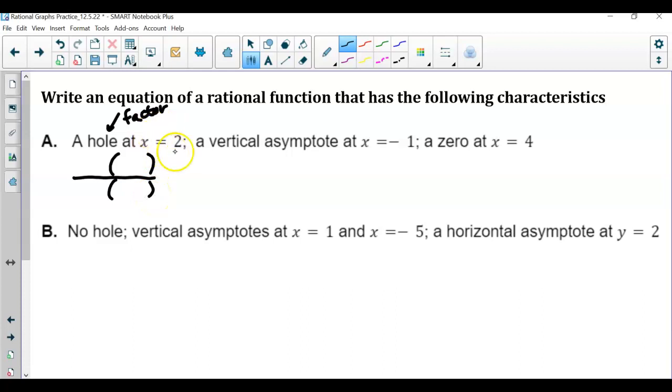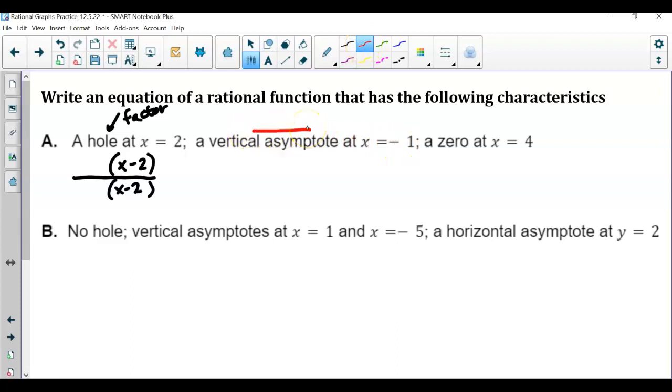Now remember, because it was always equal to 0, we always change the sign. So that's not going to be x plus 2, but x minus 2. So this would represent a hole where x was equal to 2, because then that would cancel out and you're left with the factor of x is equal to 2. Now let's continue. Here I need a vertical asymptote at x is equal to -1.